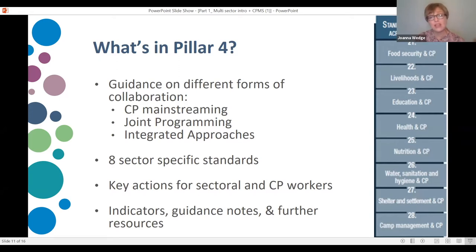And there's an explanation of each of these, plus a table to help you differentiate between the different sorts of approaches and which may be most relevant and effective in the context and situation that you're working in. We hope, and we feel, that the CPMS strike a balance between having sectoral specific child protection specific interventions, advocacy, policies and programming, as well as the integration or the mainstreaming with other sectors.